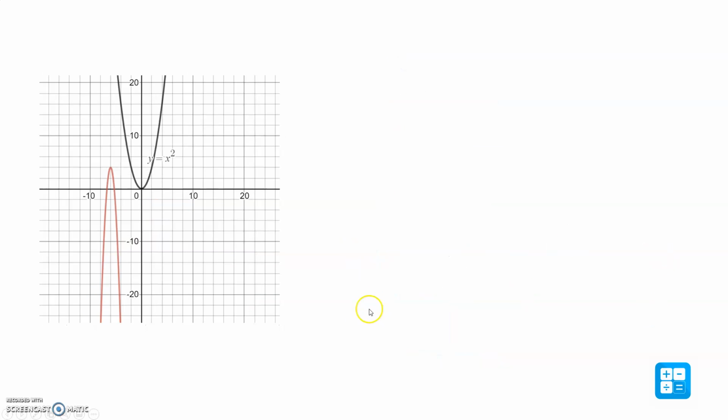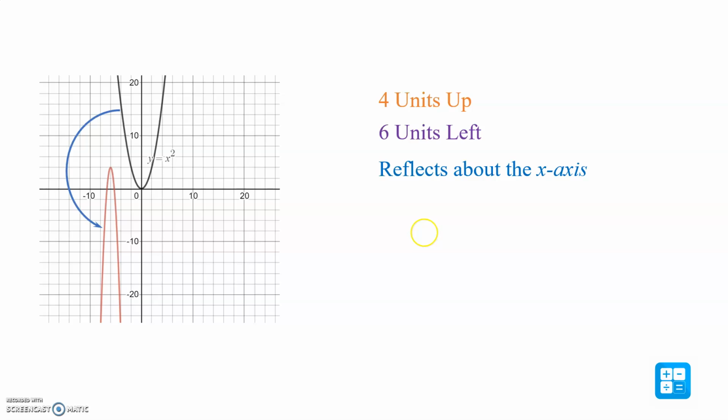In this situation, it looks like the graph went up 4 units because each little tick mark is 2 steps. It looks like it went to the left 6 units. It definitely reflected, and it stretched. Now again, stretching. If you stretched, say, a piece of candy, it tends to get skinnier. So it looks like the picture did get skinnier. That's what lets me know it is a stretch.